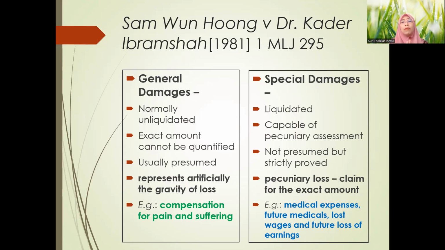We cannot really tell. But special damages are known as liquidated, because they are capable of pecuniary assessment. We can tell exactly, so it is not presumed. It has to be strictly proved. For example, medical expenses: you have to produce the receipt. For future medical, we can calculate how much you have to pay. Even loss of wages, salary, or future loss of earning, we have a specific formula. We can tell how much you are going to suffer for the losses. But for general damages, we cannot really tell. It is unliquidated damages.